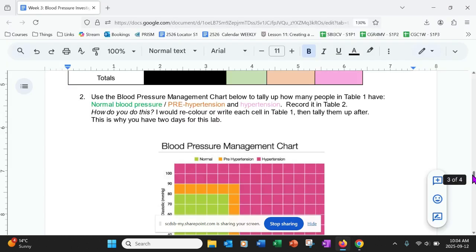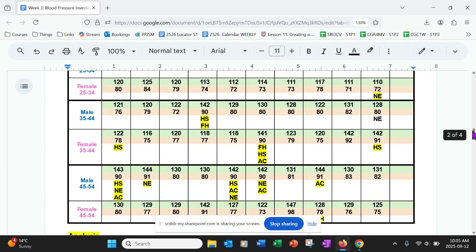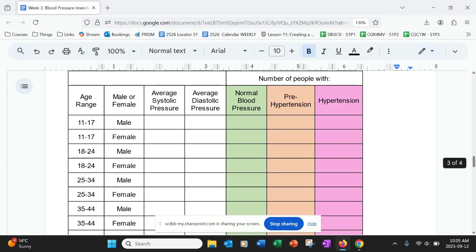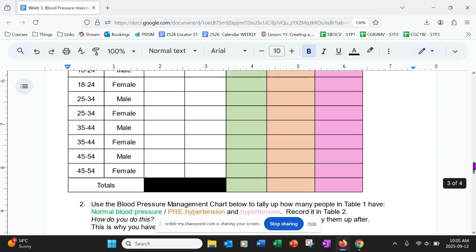So what happens is, for the first one, let's take a look at how to read this. The first one here, the male, is 109 over 68. So you're going to take a look at the chart here. You're going to go over to 109 for systolic first. All right, and then you go up, and that is green right here. It's normal. So that person has normal blood pressure.